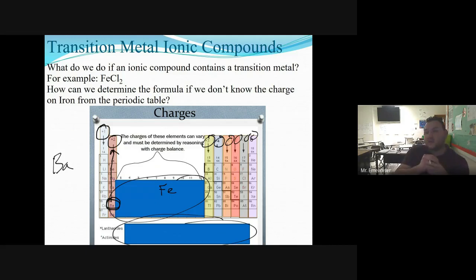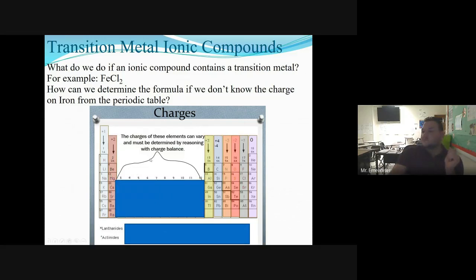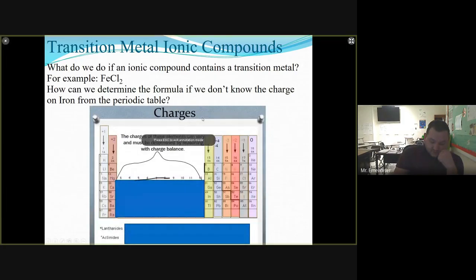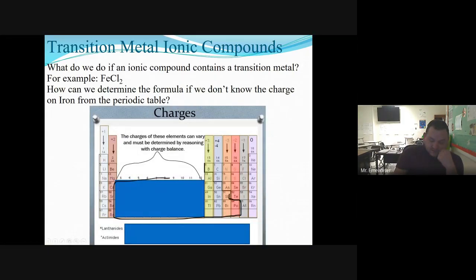How do we determine the formula of a compound if we know it has iron in it, but we don't know the charge on iron? So let's look at that. Again, the transition metals are all right here. And again, it kind of dips down into here. So these are transition metals as well, and then these are transition metals as well. That means that the charge can vary. For example, iron can be a +2, or it can be a +3 in other molecules. So there's different molecules that both have iron in them, but they have different charges. So how do you determine that charge?